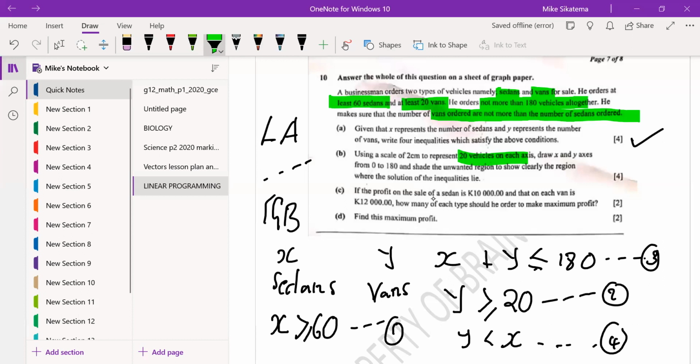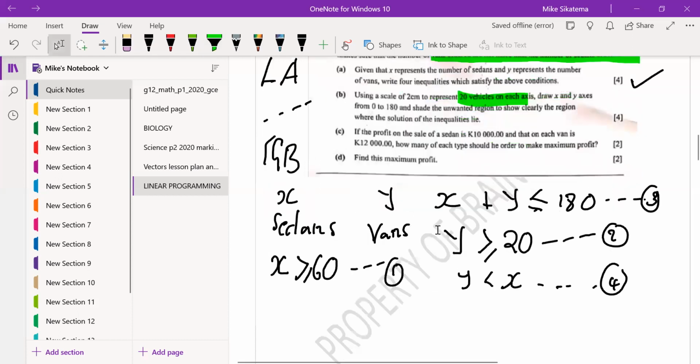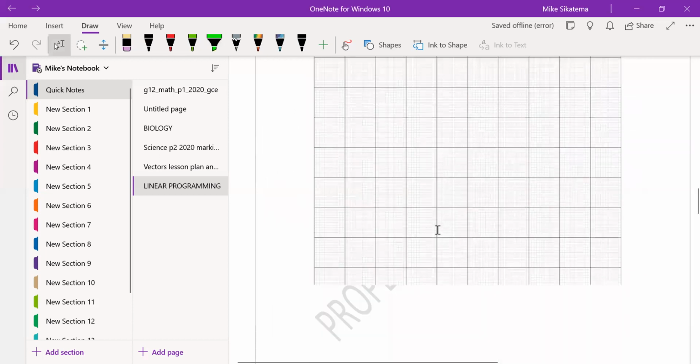Because they are straight lines, to plot a straight line, you're just going to need two elements, the y-intercept and the x-intercept. To find the y-intercept, x will be equal to 0. And to find the x-intercept, y will be equal to 0. So this will be very easy. So let's try plotting here.